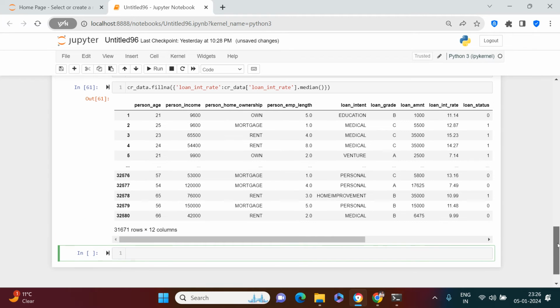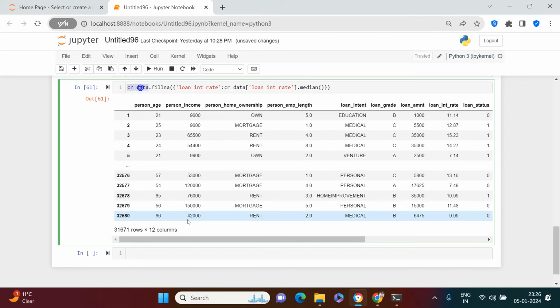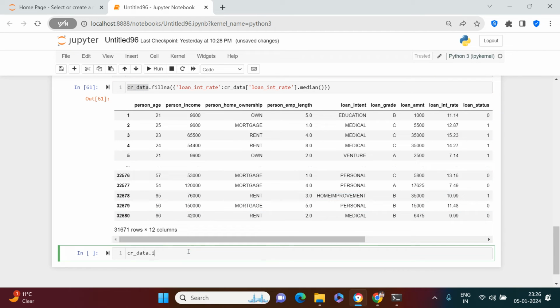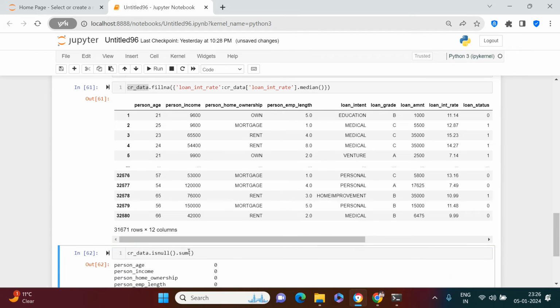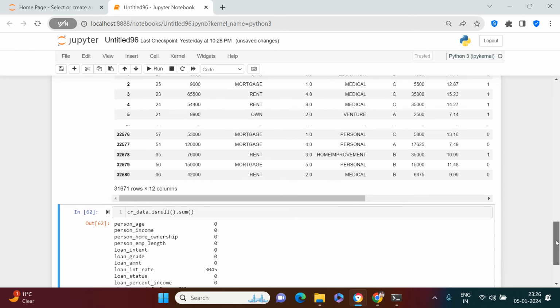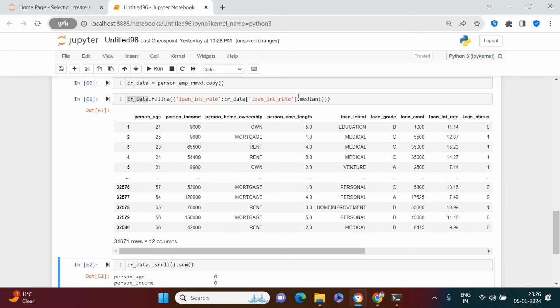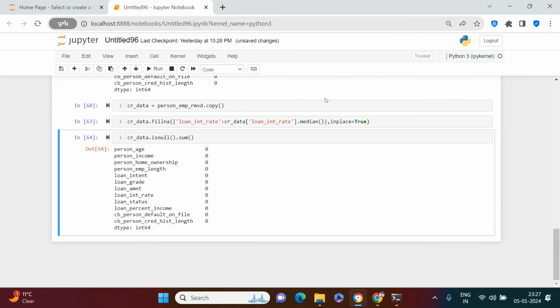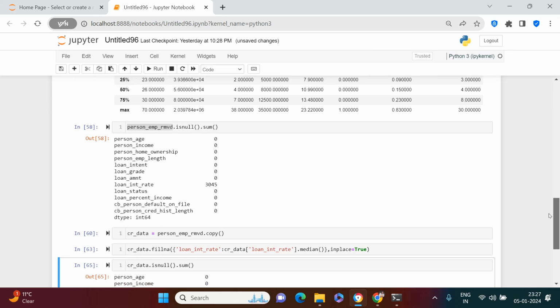Now let me try it again and check the missing values, is null dot sum. Okay, does this mean I need to say inplace equals true? Inplace equals true? Yeah, that's gone, right? The missing value is gone. Super. Now that is also done.